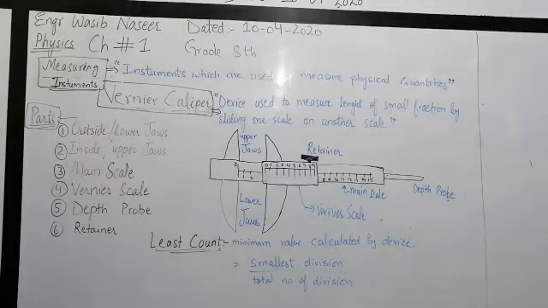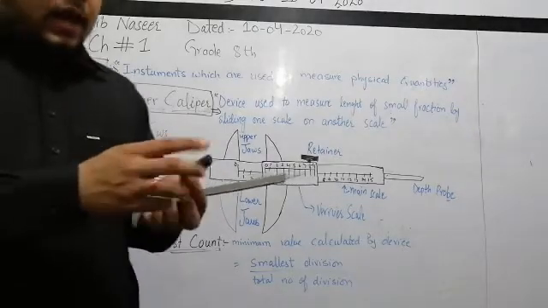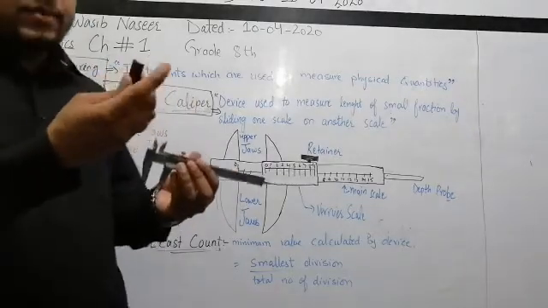Okay, now I will tell you what the functions of these parts are and how it works. First of all, the lower jaws. The lower jaws are used to find the outside diameter or outside length or outside measurements of anything. Like this is the cap of a marker, and I want to find the outside diameter of that.